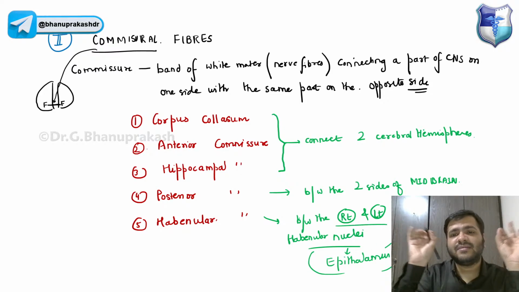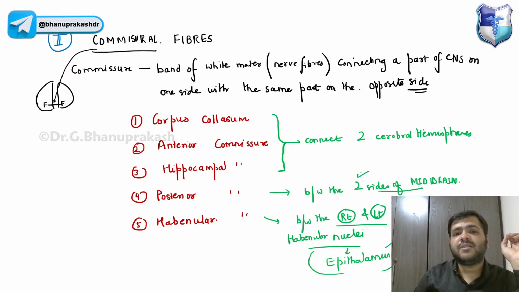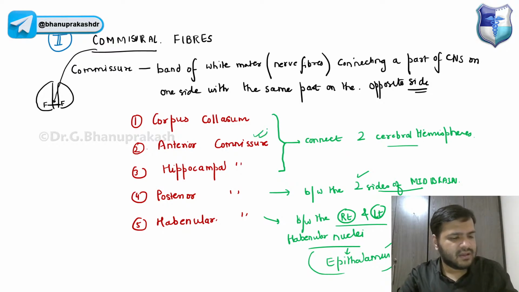It connects these nuclei of the two sides of the epithalamus to each other. The two sides of the midbrain are connected by the posterior commissure. The two cerebral hemispheres are connected by the anterior commissure, right?